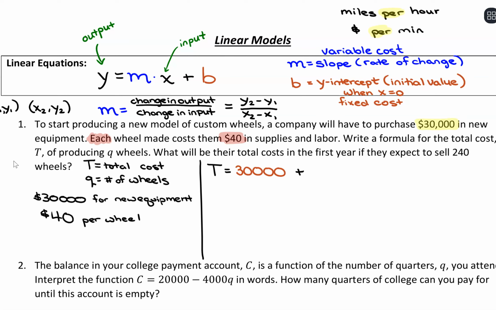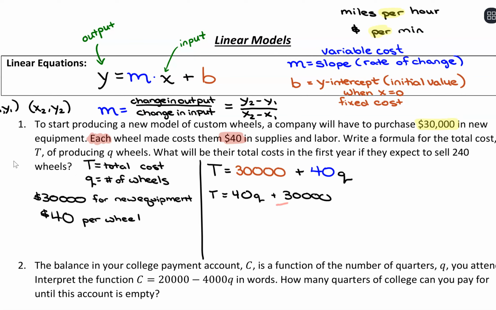So to have this $40 per wheel, how I'm going to write this is we have the 40, and then we're going to multiply that by whatever Q is. So my model ends up being T equals 30,000 plus 40Q. Or if you want it to match the format up above, you could have this as T equals 40Q plus 30,000.